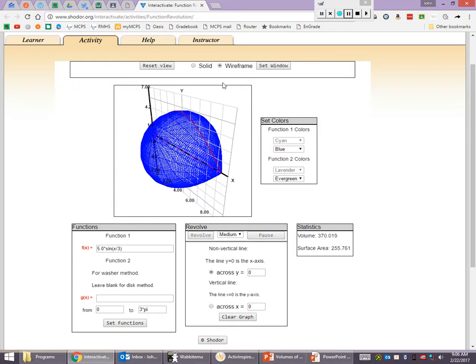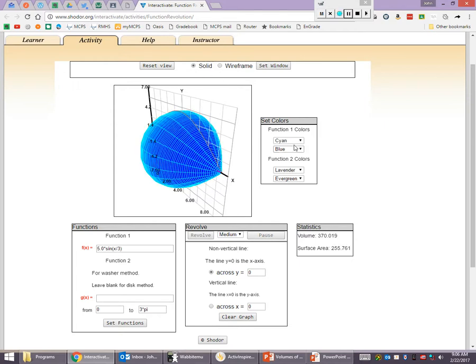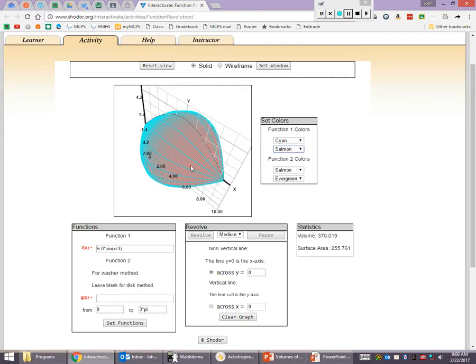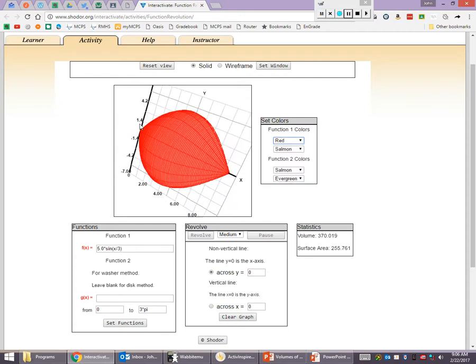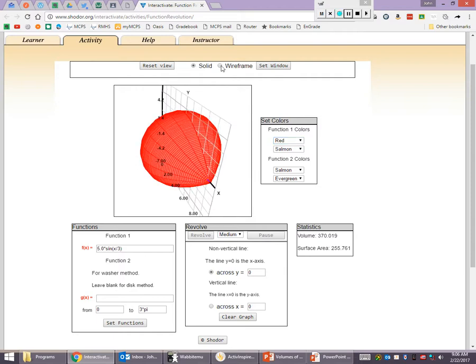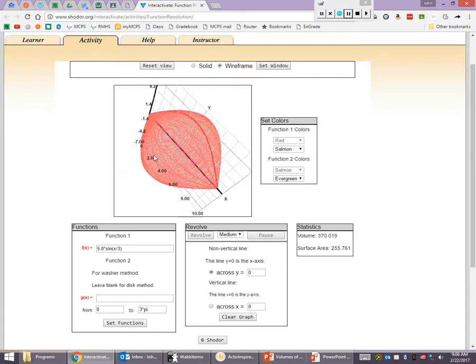Actually, can I make it solid? You can change the color. This thing is awesome. What color do you like? Salmon? Here, red and salmon. There you go. Well, now you can't see the inside. Here, I'll wireframe again.